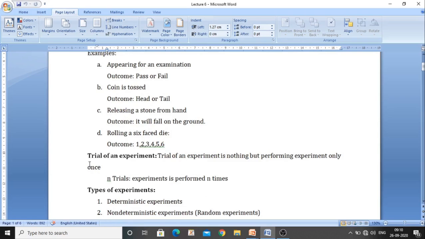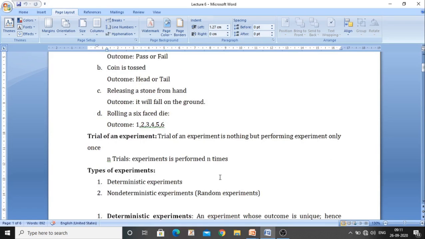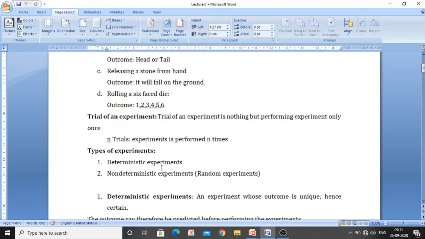Now what is meant by a trial of an experiment? When you are doing that experiment only once. Performance of the experiment only once is called a trial. You are doing that activity only once. If you are doing the same activity again and again, if you are doing it 2 times, then there are 2 trials. If you are doing it 3 times, then there are 3 trials. So n trials means the experiment is performed n times. The same experiment repeated n times is called n trials.